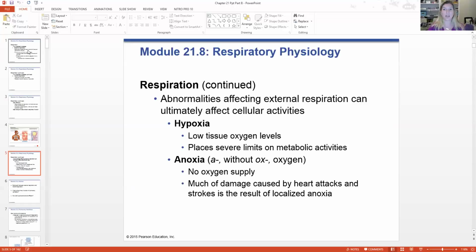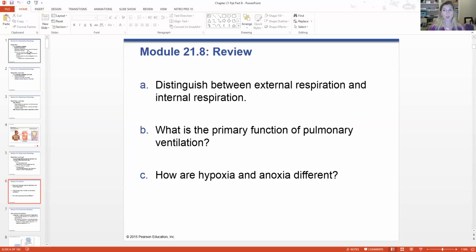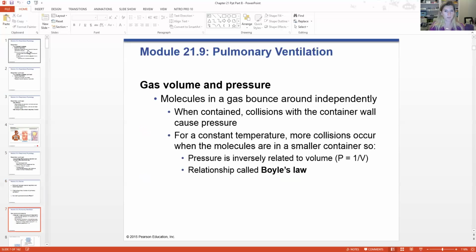Anoxia is when you have no oxygen supply. So this could be because of a stroke or because of a heart attack. Something is preventing the blood and therefore the oxygen from getting to those specific tissues, creating an anoxic situation, which is obviously very detrimental. You can pause the video here, go back and review this introductory section to lung physiology or respiratory physiology. We're going to keep moving through.